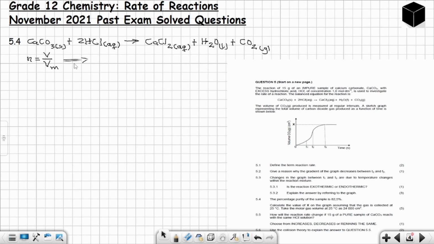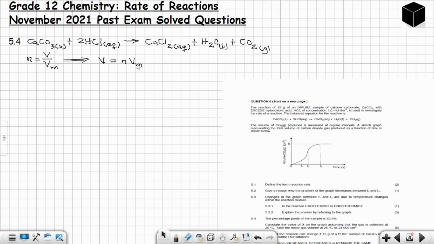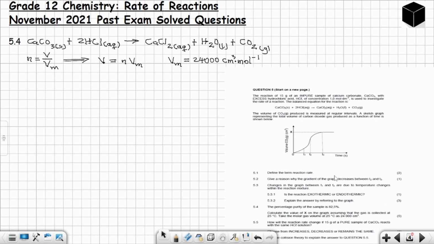So you're going to make V the subject of the formula. V is equal to n times Vm. Vm is the molar gas volume. Okay. And this Vm, the molar gas volume, is given. It is equal to 24,000 cubic centimeter per mole. It's given there. You can see.